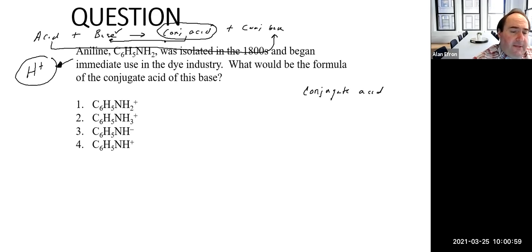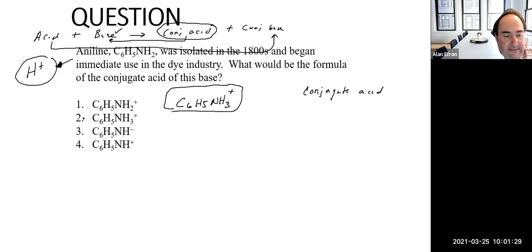If you think about it backwards and understand that these are bases, the definition of a base is something that will accept an H plus, which means we need to put it on in this case. So we have C6H5NH2 to begin with, plus an extra H makes it a 3, and also a plus. So this would be the correct answer. Looks like number 2 there is a winner.